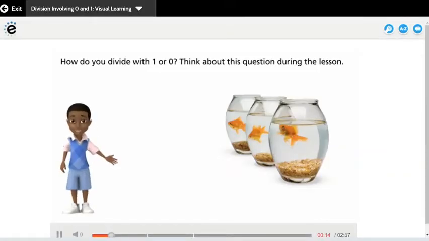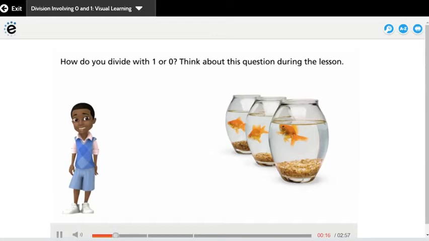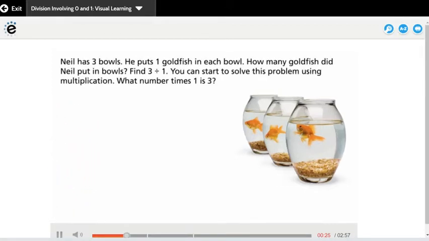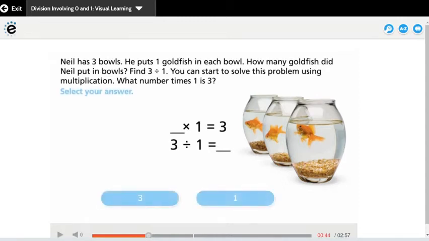Goldfish make great pets. How do you divide with 1 or 0? Think about this question during the lesson. Neil has 3 bowls. He puts 1 goldfish in each bowl. How many goldfish did Neil put in bowls? Find 3 divided by 1. You can start to solve this problem using multiplication. What number times 1 is 3? Select your answer.